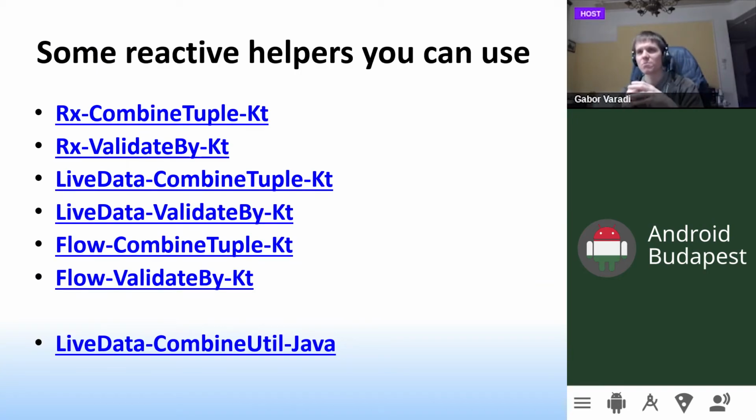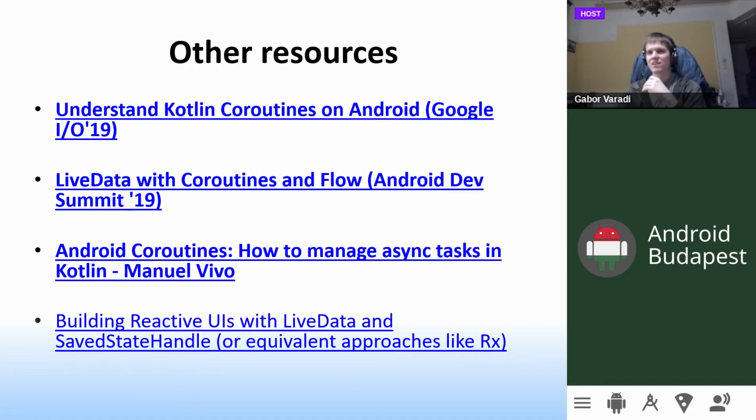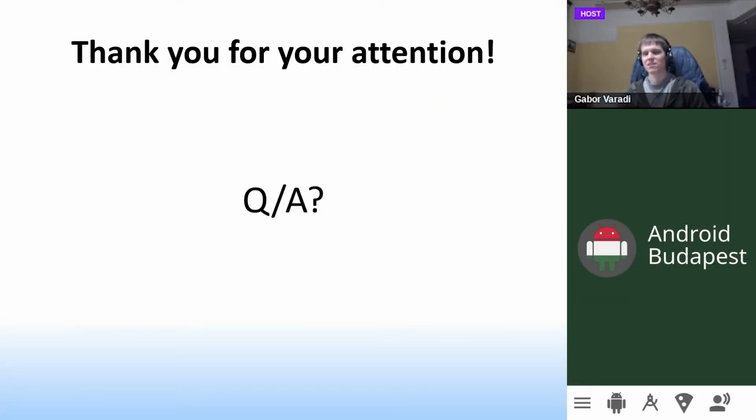And we're reaching the end of the talk. You can use these reactive helpers. I was using them in these slides, and I use them as well. Mostly the RX one, but the other ones also work. There are other resources to look at which help with the flow integration and how to use saved state handle. And that's it.